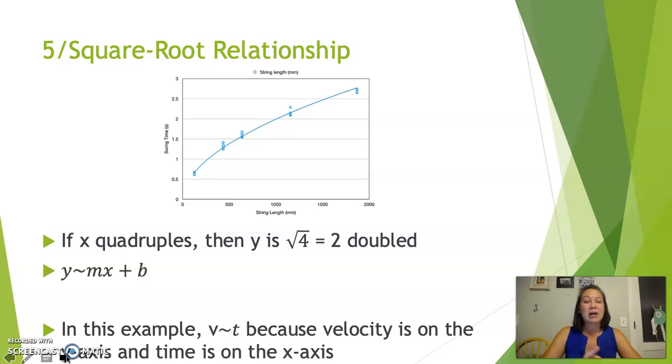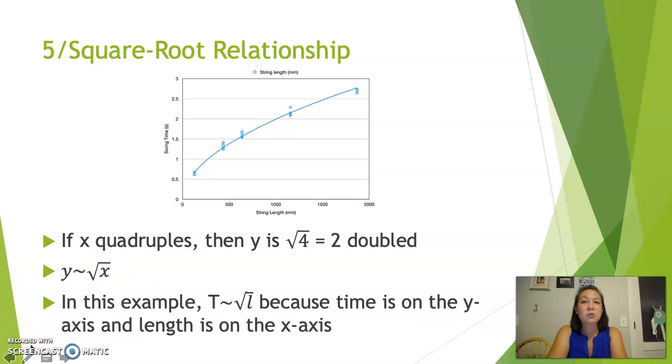But square root, I promise you will see some square root functions. Square root functions means that if x quadruples, then y only doubles. It doesn't straight do the same thing. If x triples, y doesn't triple. So how to check this?